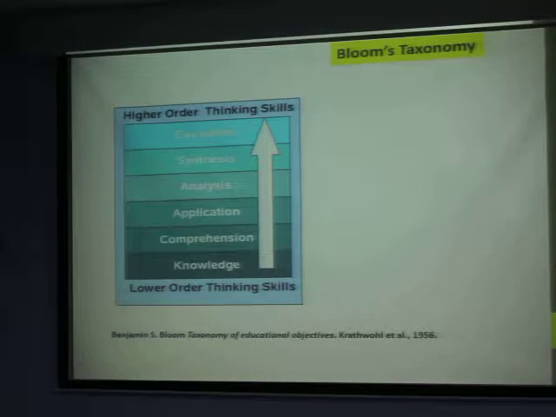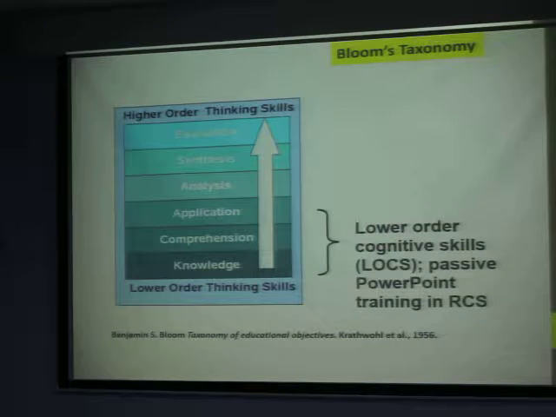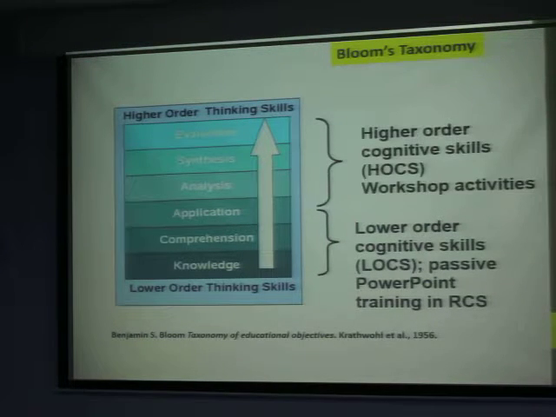Those are what we call lower order skills, passive. They can get them. Those are the kinds of things that most students can get if they simply read the textbook. Higher order thinking skills are those things, we call them LOCs and HOCs. LOCs for lower order cognitive skills, HOCs for higher order cognitive skills. But you earn your money when you can get your students to move to the higher order thinking skills, because that's what they need your help to do.